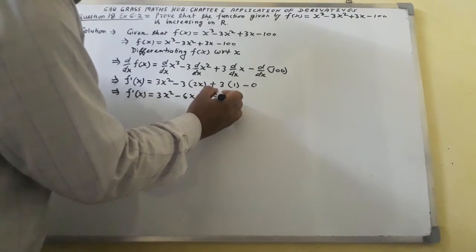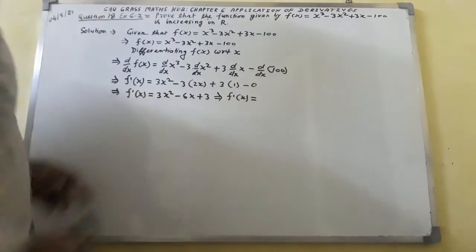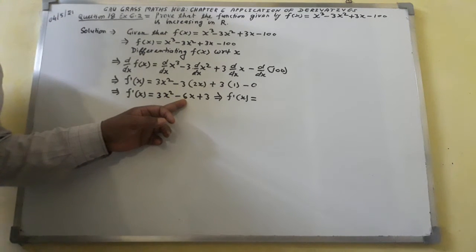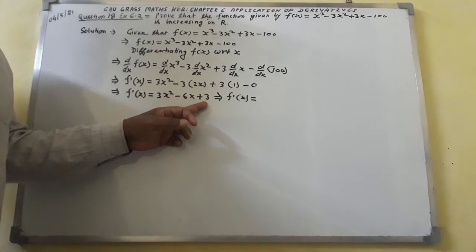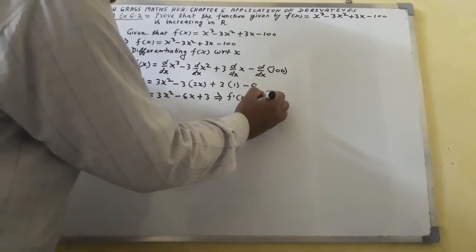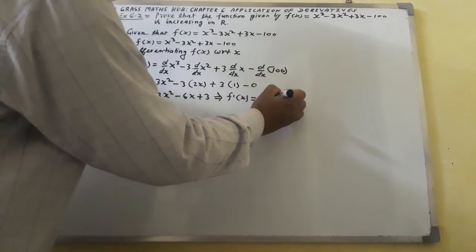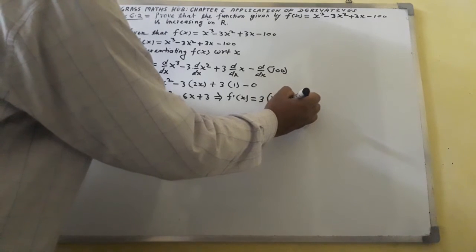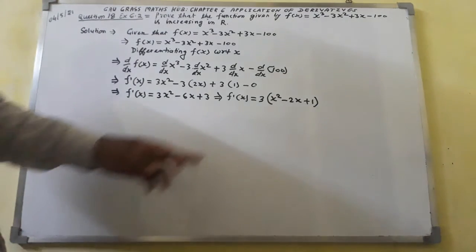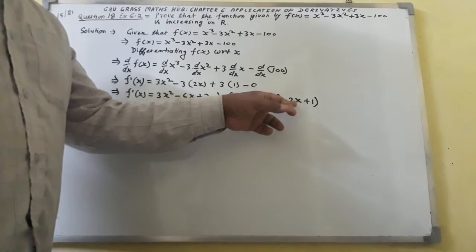Here again I shall write, implied that f dash of x equal to, in the first term 3 is available, in the second term also 3 is available, and in the third term 3 is also available. So here I shall take 3 as a common. So we shall get in bracket x square minus 2x plus 1. Now I shall factorize x square minus 2x plus 1.